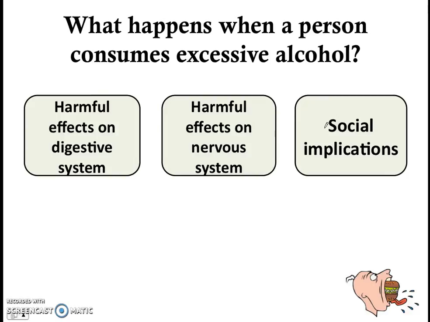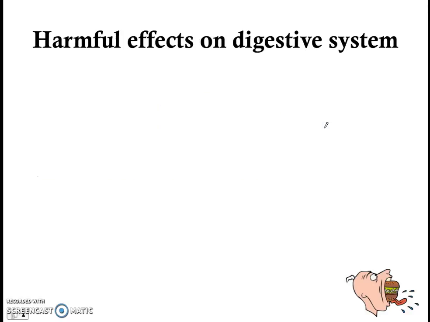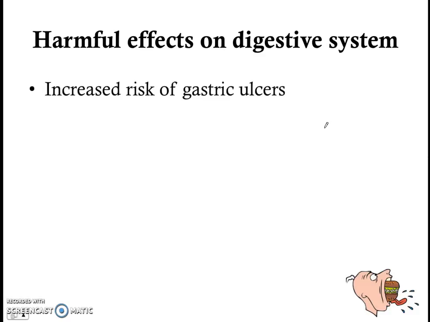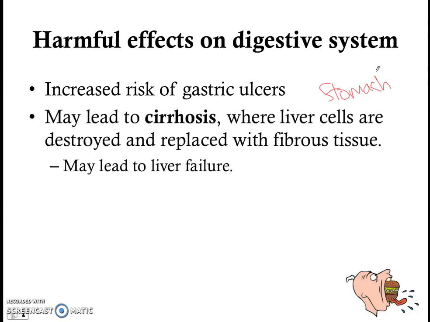So let's look at the digestive system first. Now what happens to the digestive system when a person drinks too much alcohol? Firstly, there's an increased risk of gastric ulcers, which you find in the stomach. Okay, the stomach could develop ulcers. And secondly, it may lead to a condition called cirrhosis. This is important, cirrhosis, where your liver cells are destroyed and replaced with a fibrous tissue. And over time, this might lead to liver failure.